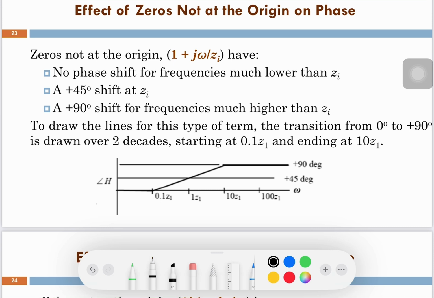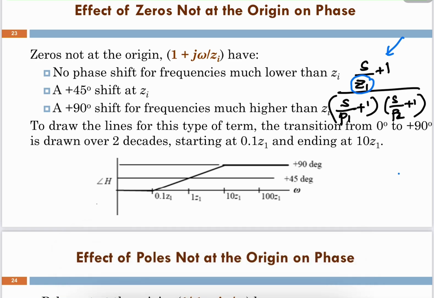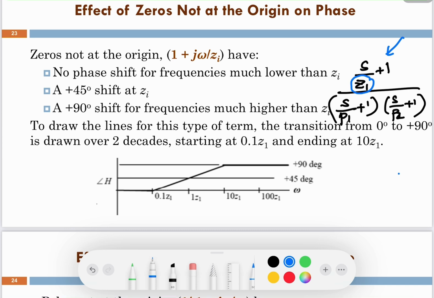Okay, so sekarang ni macam mana kita nak pastikan, nak draw yang kalau kita punya zeros not at the origin. Zeros tu apa? Zeros yang dia dekat atas, maksud dia contoh S over Z1 plus 1 over S over P1 plus 1 and S over P2 plus 1. Okay, P2, sorry. P2, poles tu. Okay, so bermaksud awak kena tengok yang bahagian atas ni. Okay, at the upper side, the top side. Okay, the numerator.